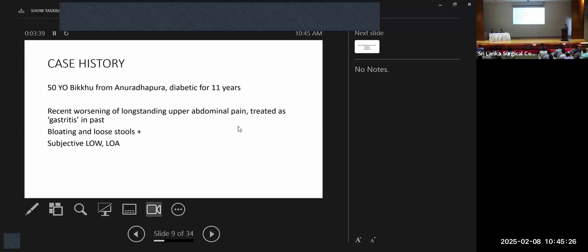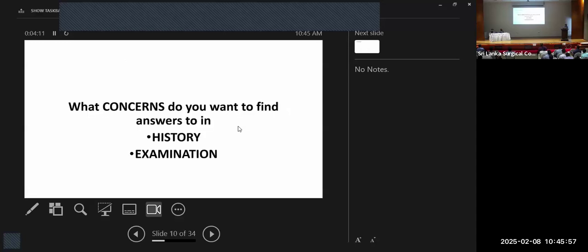This is usually not your casualty admission patient. This is your clinic patient. And therefore, this is also your observed history taking patient, not an emergency like acute pancreatitis. So here, more than your acute resuscitation, we'll need to focus on what information we need to gather, what our concerns here are, right? So going with that, we'll start with what concerns you want to find answers to in your history and examination next.